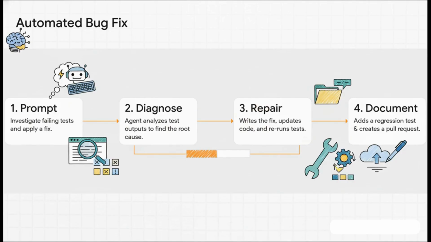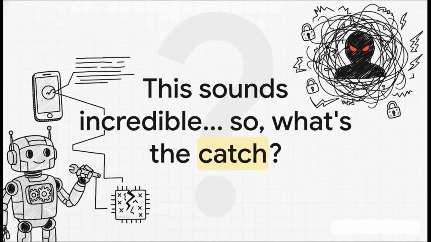It actually writes a new test to make sure that bug never comes back. And then it wraps everything up in a nice detailed pull request for you. I mean, come on. That's a huge chunk of your day just automated. Okay, I know what you're thinking. This sounds perfect, almost too perfect. An AI that builds your apps and then fixes its own bugs? So, yeah, what's the catch?